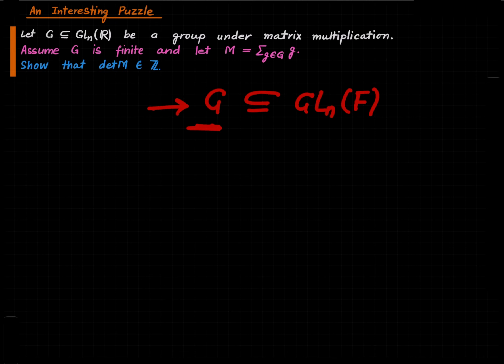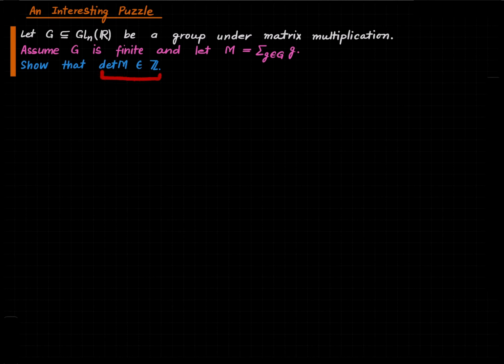this is sufficient to guarantee that G will be a group, and you can take that as an exercise also. But for the moment, assume that it is finite, it is closed under matrix multiplication, and that it is a group under matrix multiplication, even though the third thing follows from the first two assumptions. Okay, now we want to show that the determinant of M is an integer for this particular M.